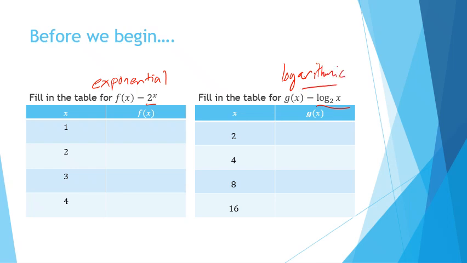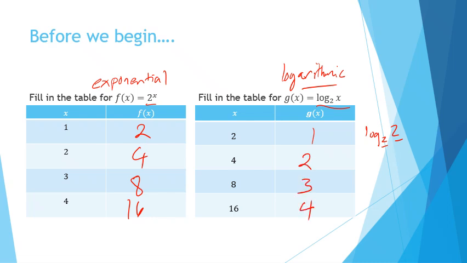So for 2 to the power of x, we have 2 to the first is just 2, 2 squared is 4, 2 cubed is 8, and then 16. And now what we have here is the same thing as asking what is log base 2 of 2, or 2 to what power gets us 2? That's 1. 2 to what power gets us 4? 2 squared, 2 cubed, and 2 to the 4th.